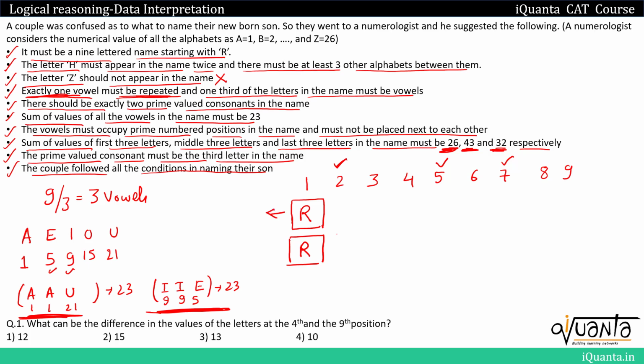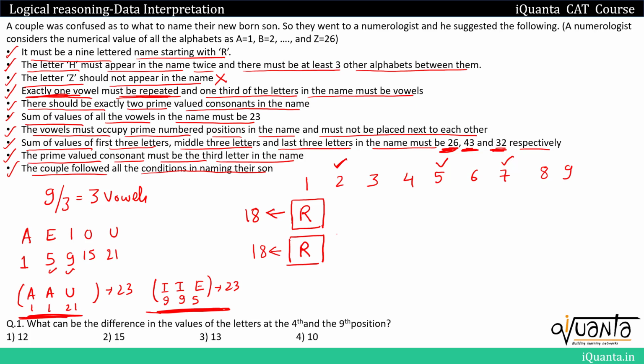We already know that the value of R is 18. And we have to make sure that the sum of the first 3 letters must be equal to 26. So if I put U at position 2, then the sum will exceed 26, because the value of U is 21, the value of R is 18, and R plus U is 39.